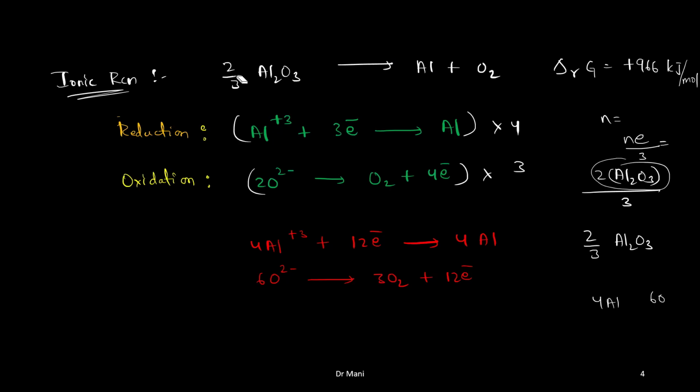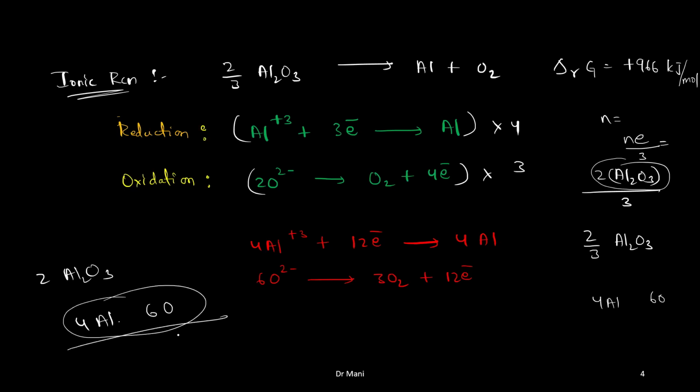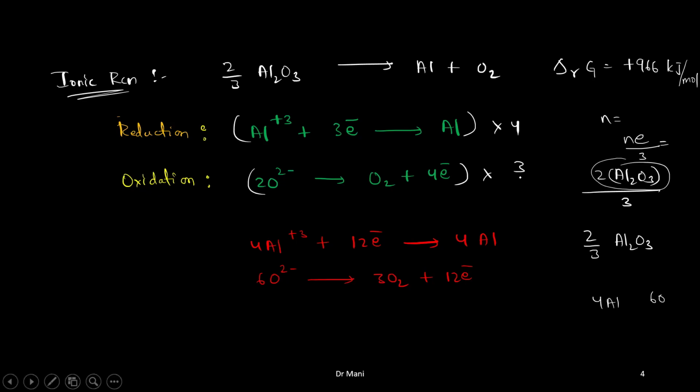Okay, so leave the 3 aside. First, I am taking 2 Al2O3. That means 4 aluminium and 6 oxygen. If I know this number of electrons, and then divide by 3, I'll get the number of electrons oxidized and reduced in this reaction. Is that clear? Yes, sir. You understood now? Yes, sir. So why am I multiplying with 4 and why am I multiplying with 3?